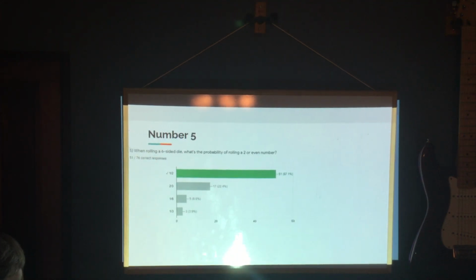All right, number 5, when rolling a six-sided die, what's the probability of 2 or an even number?